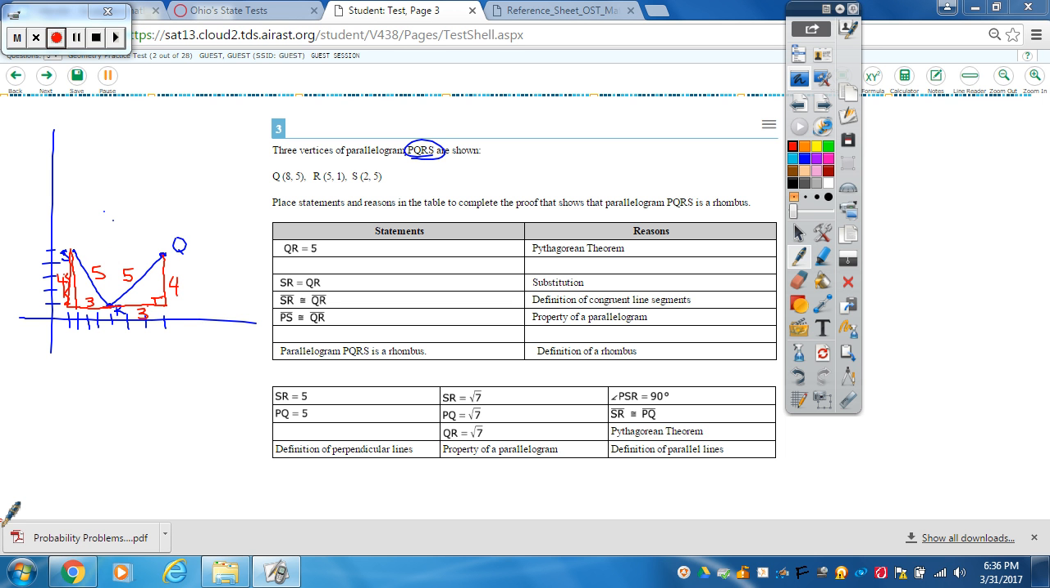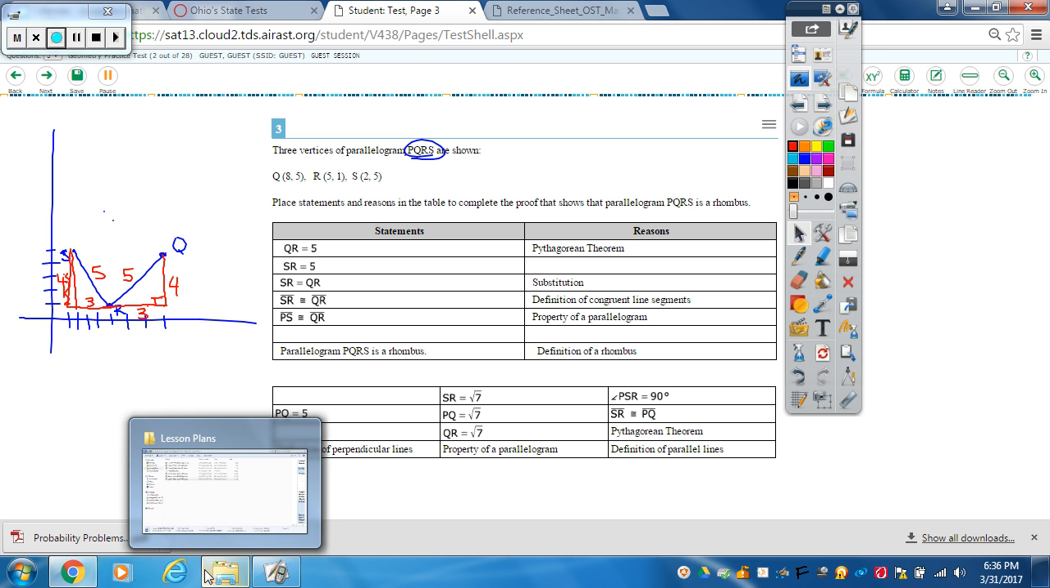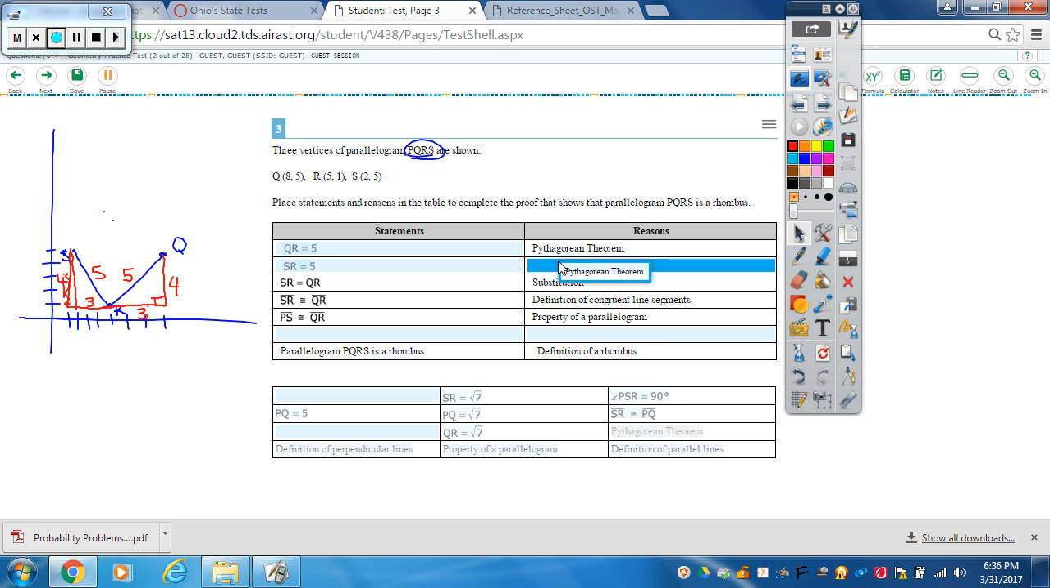And so as I look at this, what I know is that SR is a length of 5 as well. Okay? And I got that by doing the Pythagorean theorem. Now, since SR and QR are equal by the substitution property, I can say that SR is congruent to QR by the definition of congruent line segments.